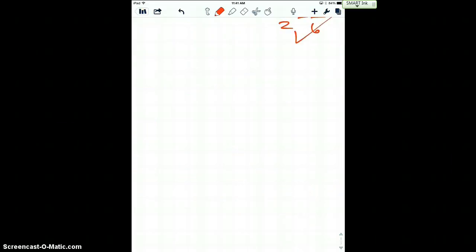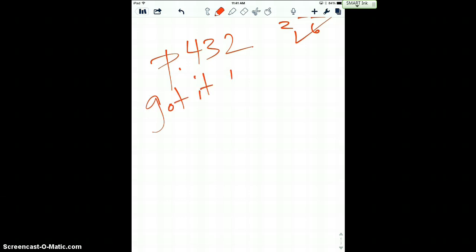Okay, so let's actually try some of these. Right now on page 432, you're going to try out the Got It problem number 1. You're going to pause the video, try it, and then play the video to see if you got it right. So I'm going to start on the problem. Pause the video, otherwise you're cheating. Okay, all right, so here I go. All right, pause the video. Did you pause it? Okay.